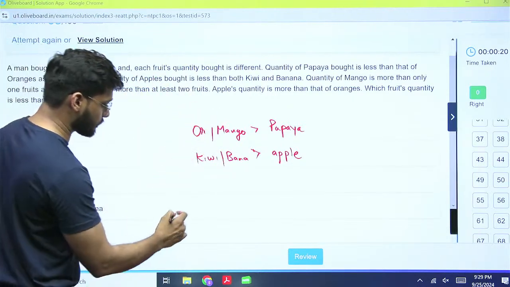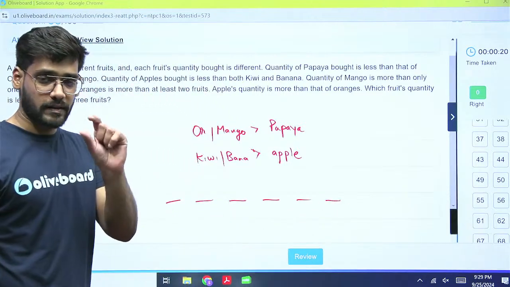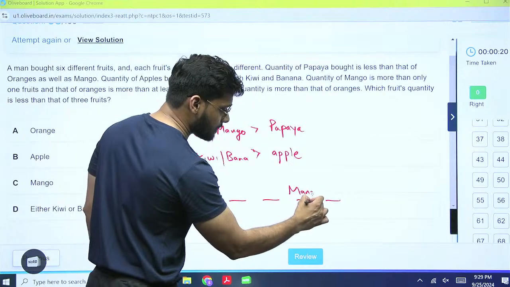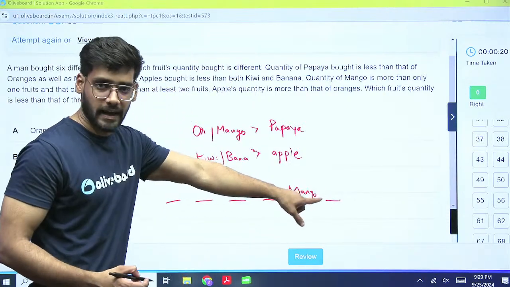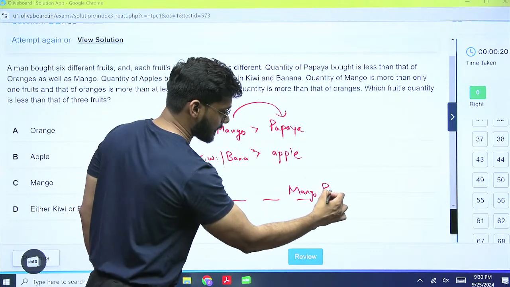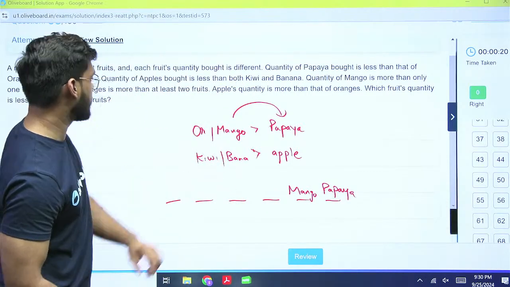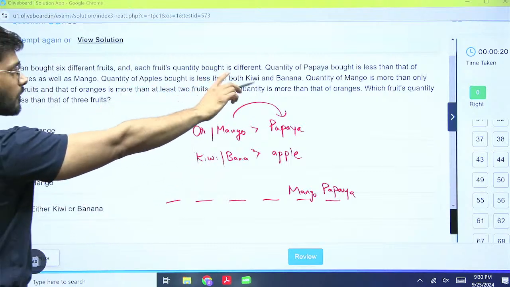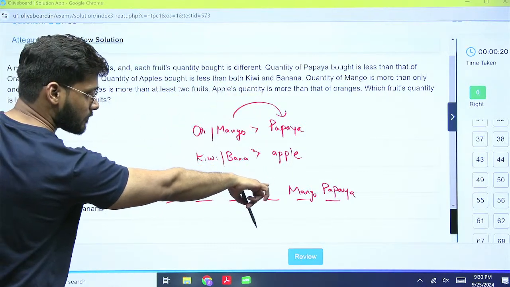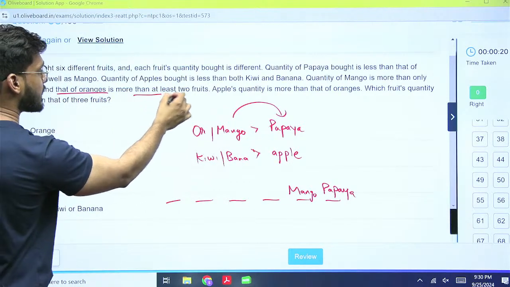So we are having 6 fruits. 1, 2, 3, 4, 5, 6. And the quantity of mango is more than only one fruit. Then mango will come over here only. Then only mango can have the quantity as compared to one fruit only, right? After mango we have to fix papaya. Then papaya can come over here. Now we have to fix orange, kiwi, banana and apple. Now let's see. Quantity of mango is more than only one fruit. Mango is having quantity more than only one fruit, that is papaya, and that of orange is more than at least 2 fruits.